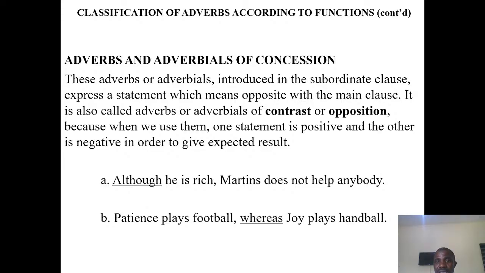This one is that of concession. It's a kind of contrast. There are two phrases or two clauses used. One is the opposite of the other. And it is the adverb that will make it to be that opposite. Although he is rich, Martin does not help anybody. Does not help anybody is the opposite of is rich. And what makes it so is the adverb although. So any adverb that shows contrast is an adverb of concession. Patient played football, whereas Joy played handball. There is an opposite in it.